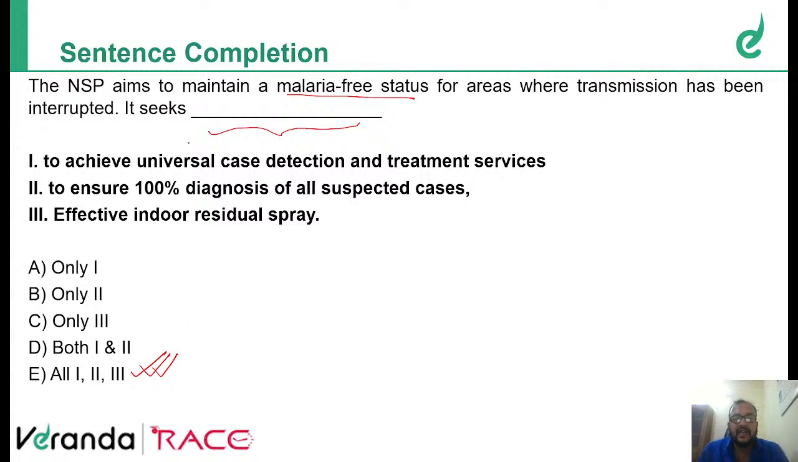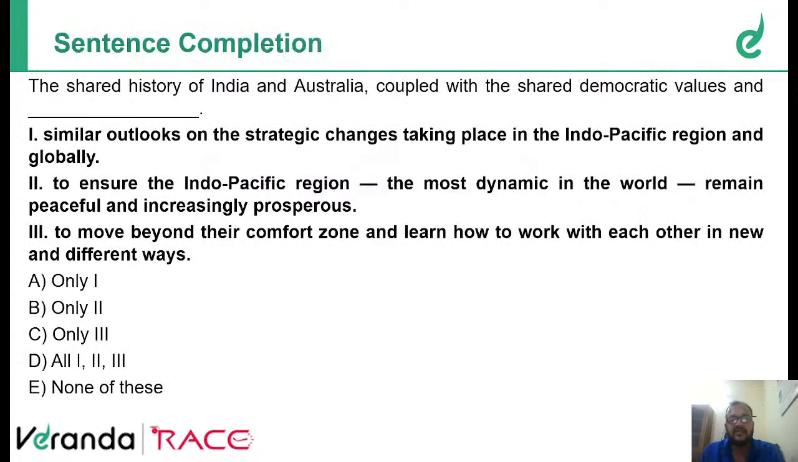So NSP tries to maintain a malaria-free status. So obviously indoor residual spray will be applicable in this case. 100% diagnosis of all suspected cases, and universal case detection and treatment services. So I think 1, 2, 3 will all be applicable in this case. Fine. Moving ahead to the next question.